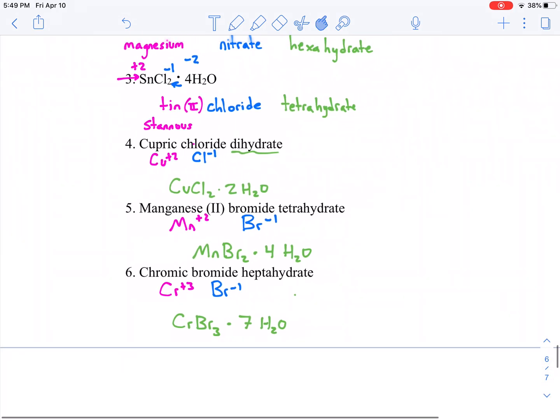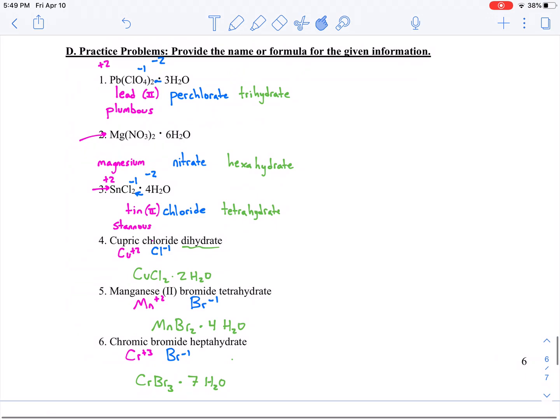So again, this is very much just kind of a review of ionic naming. All we're doing is tacking a hydrate on the end, but it's pretty straightforward with those Greek prefixes representing the numbers.